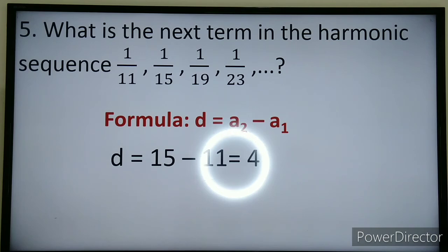We can also use 19 minus 15, or another one is 23 minus 19. So the answer is equal to 4, the same. So that is the common difference. Once you get the common difference, just copy the numerator, the same one, then over 23 plus 4. So the answer now will be 1 over 27. So that is the answer. So what happened to the numerator? Of course, just copy it. Okay, so you only get the patterns of the denominators.